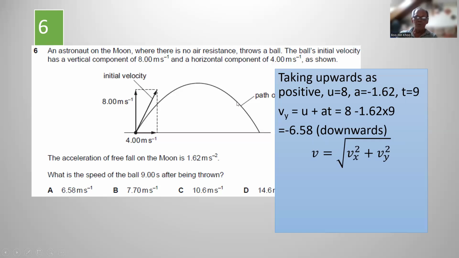Right? So horizontally is 4. That's Vx. Vertically is downwards 6.558. So put it inside there. Vx is 4. Vy is this one. So 7.70. Answer is B.